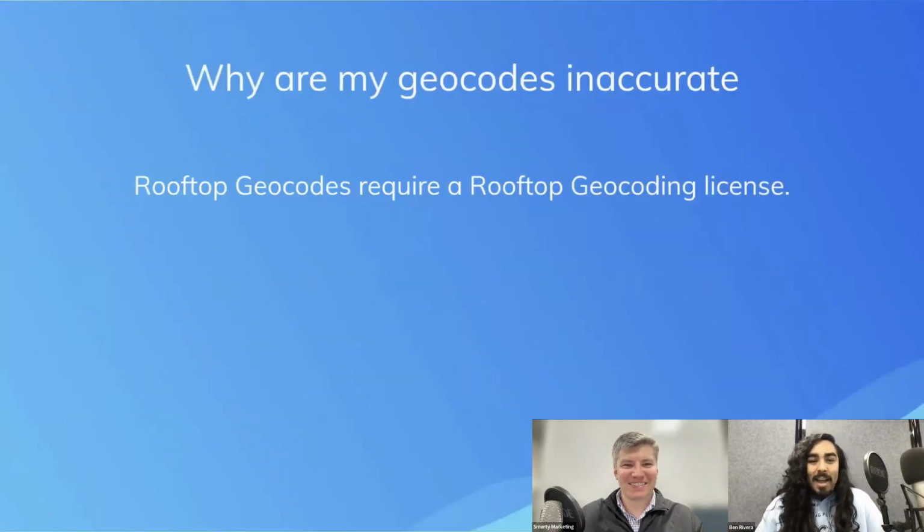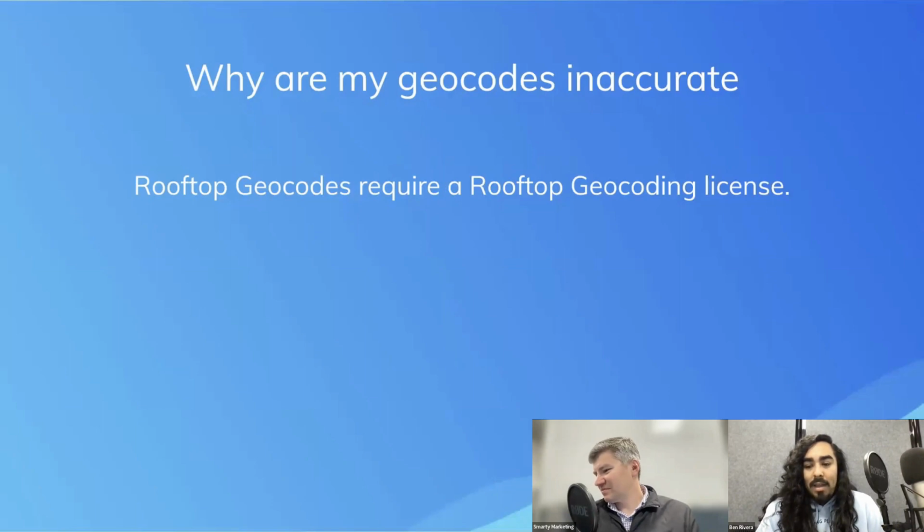Okay, so first question. Why are my geocodes inaccurate? A lot of the time, the reason that we get reports for incorrect geocodes is because someone does not have a geocoding license. So they're going to be getting what's called a ZIP9 accurate geocode. So it's going to be the centroid point of a delivery segment, but not the rooftop. So you always want to make sure that you check that you actually have a rooftop license and that you're calling the rooftop license correctly. Otherwise, yes, you will have geocodes that are not specifically on the rooftop of a building.